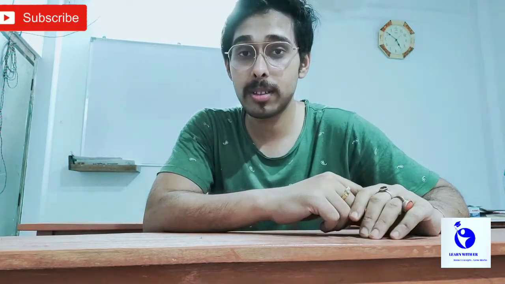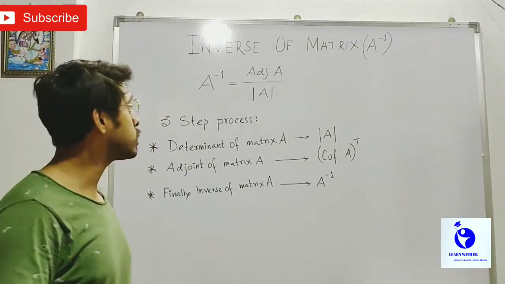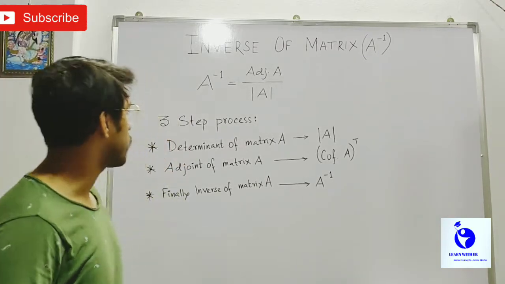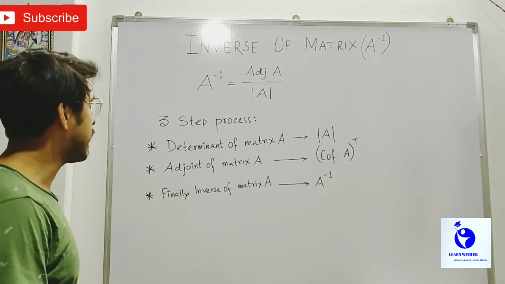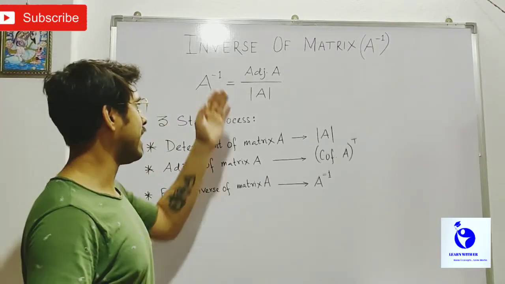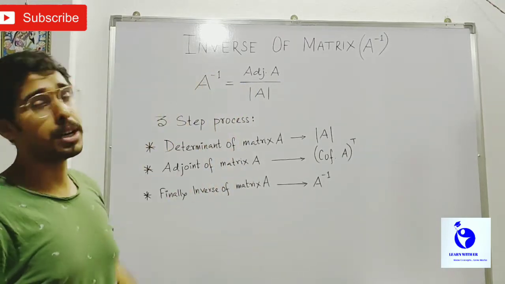So now let us watch and learn the inverse of a matrix. Alright, so in order to find the inverse of a matrix, let us first of all know about the concept of the inverse of a matrix. The first concept says that this is a formula of how we are representing the inverse of a matrix. The formula is given as adjoint of A divided by the determinant of A.